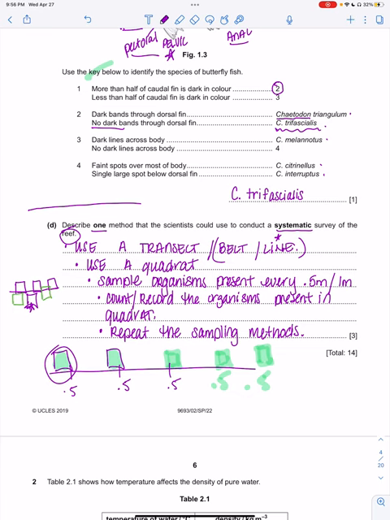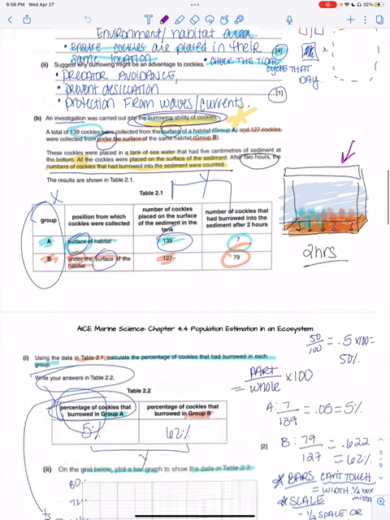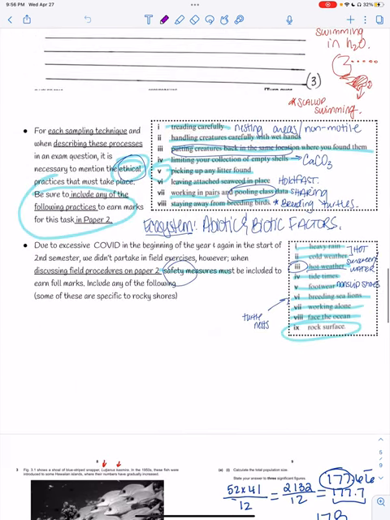And then I'm going to flip back over to that assignment I made a few weeks ago. I also discuss what's new for paper two, and you guys got this handed out in class. Each sampling technique, and when describing these processes, it's new for paper two.